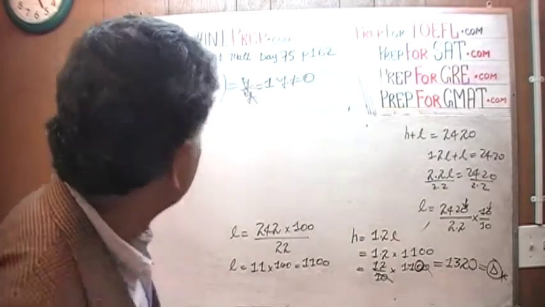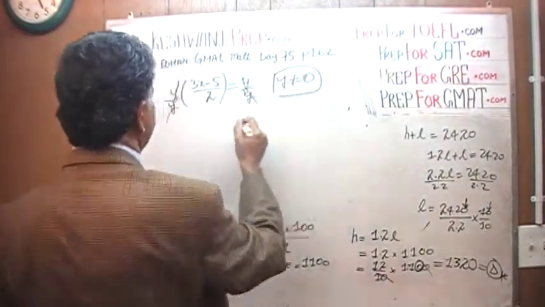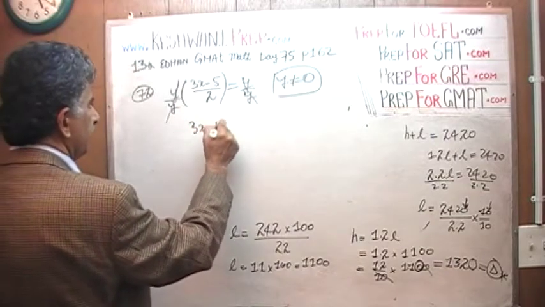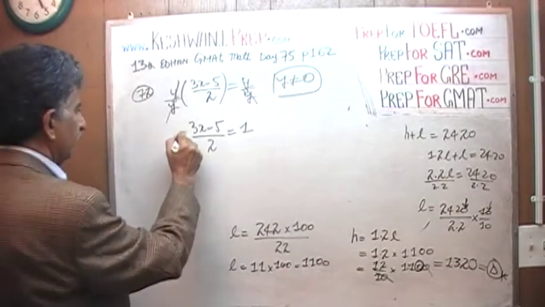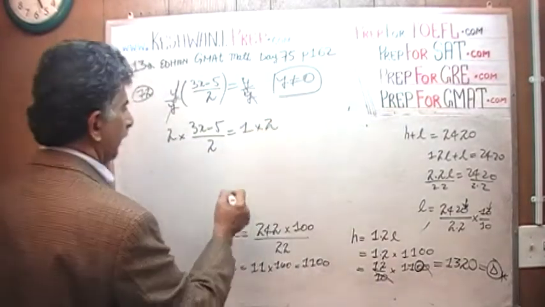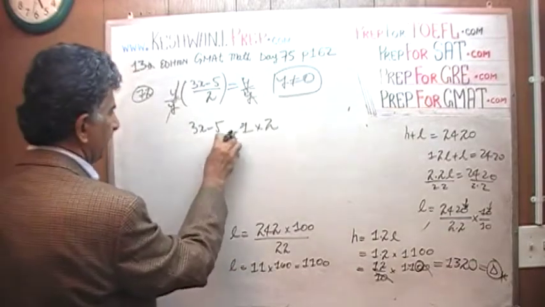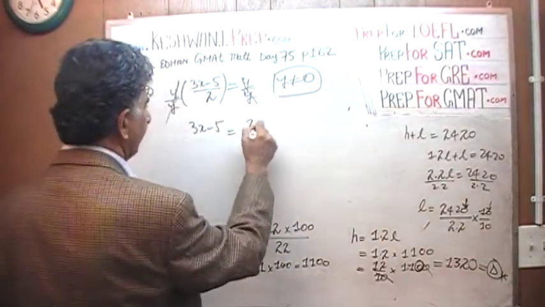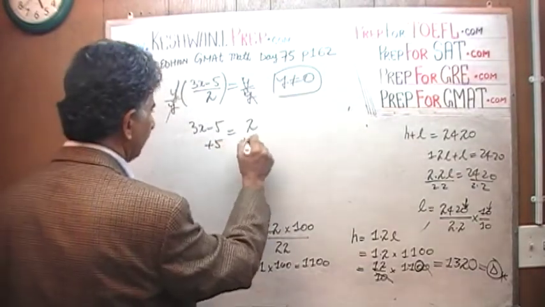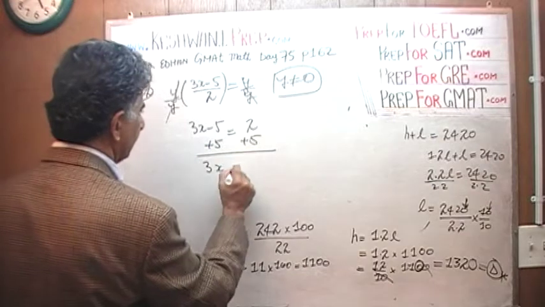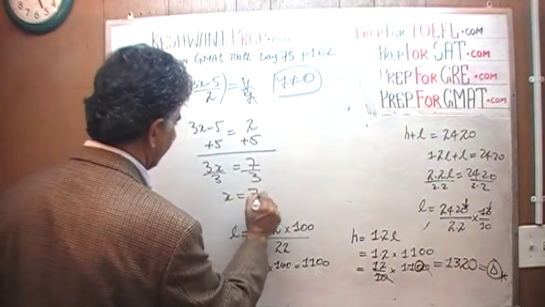This becomes 1. Shouldn't have squeezed there, it's too crowded there. So we have (3x minus 5)/2 equals 1. Multiply both sides by 2. I'm not going to show you the baby step, I'm just going to do it. Multiply both sides by 2 and it becomes 3x minus 5 equals 2. Add 5 to both sides and we end up with 3x equals 7. Divide both sides by 3 and x equals 7/3.